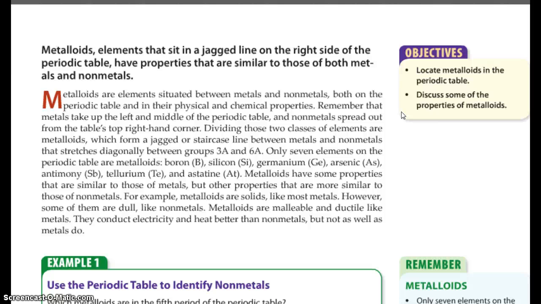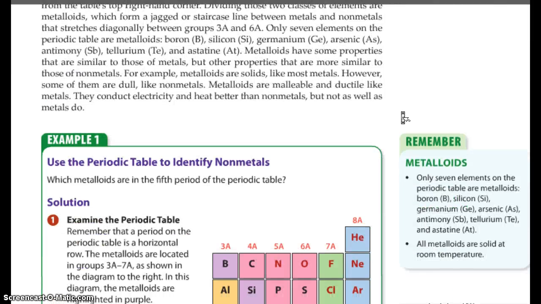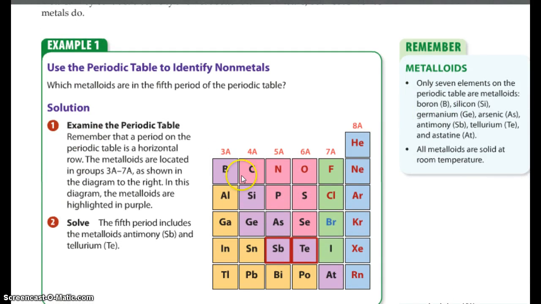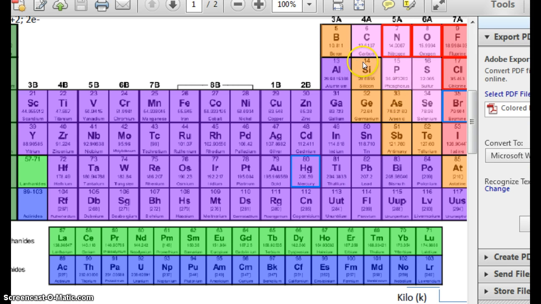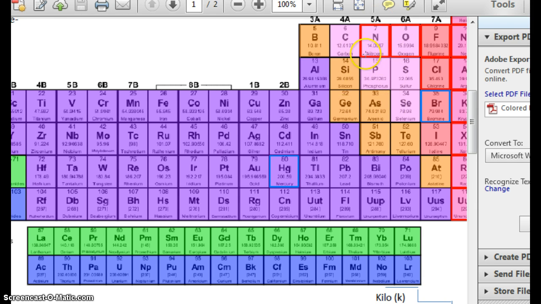Metalloids have some properties that are similar to those of metals, but other properties that are more similar to those of nonmetals. For example, metalloids are solid, like most metals. However, some of them are dull, like nonmetals. Metalloids are malleable and ductile, like metals. They conduct electricity and heat better than nonmetals, but not as well as metals do. And so again, here are the 7 metalloids, and all metalloids are solid at room temperature, which we also know from our table because they are not outlined in red, which means it is a gas, or outlined in blue, which means it is a liquid at room temperature.